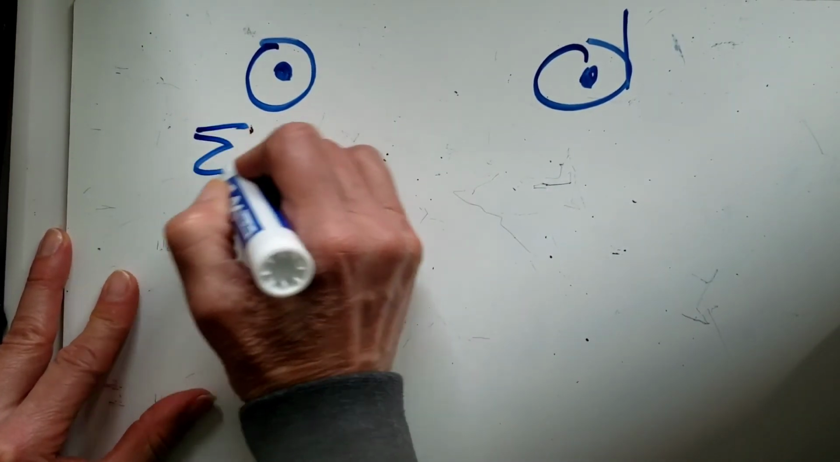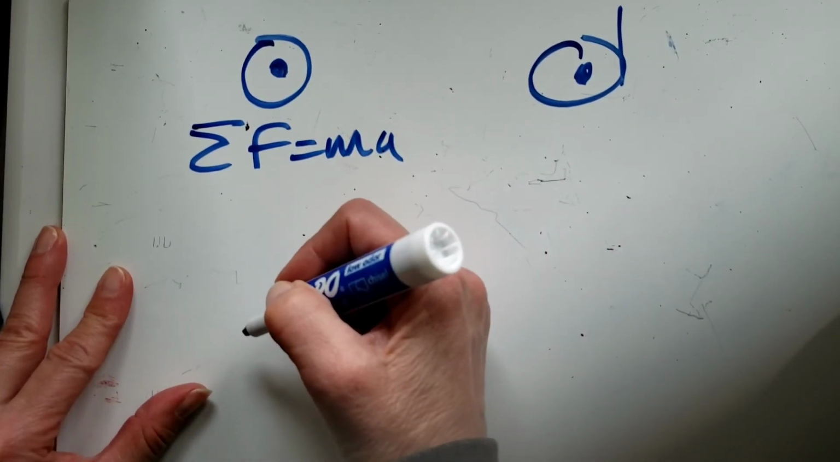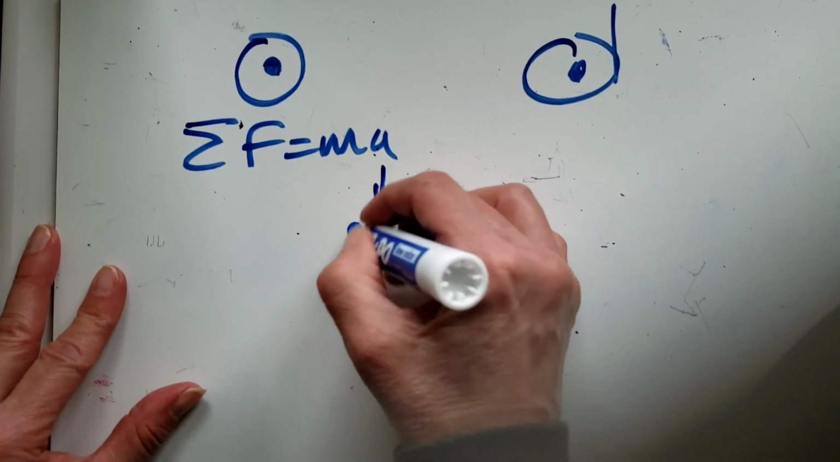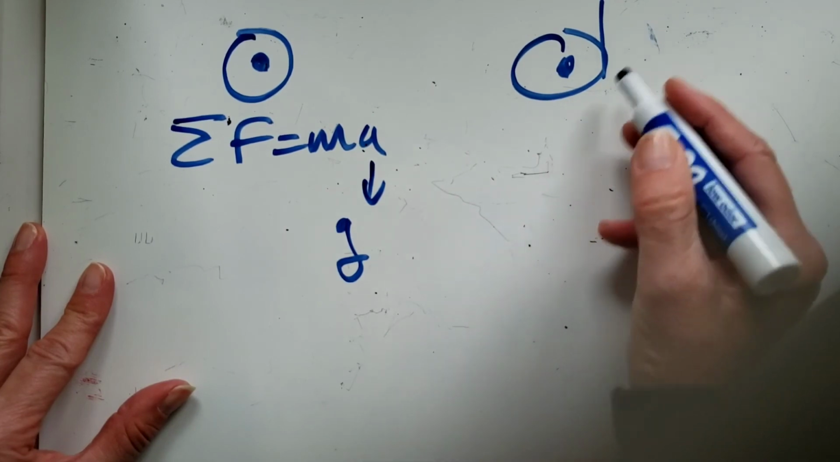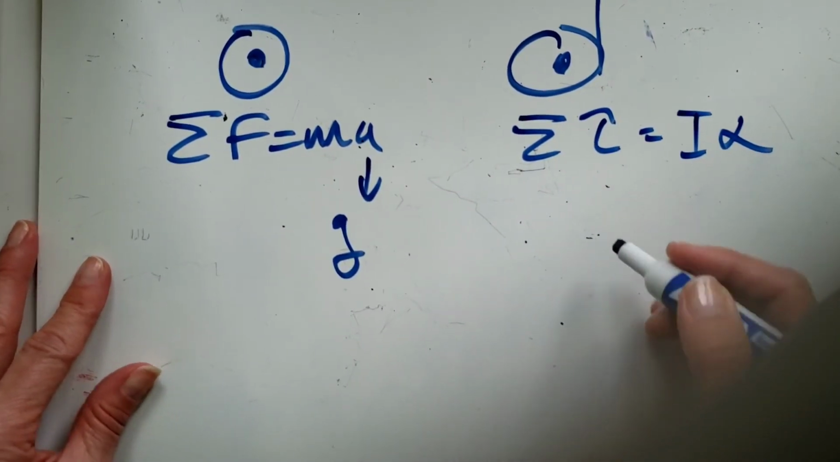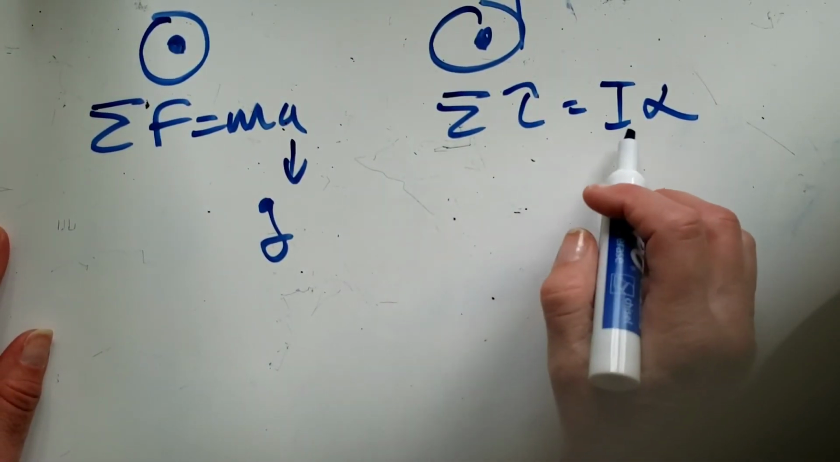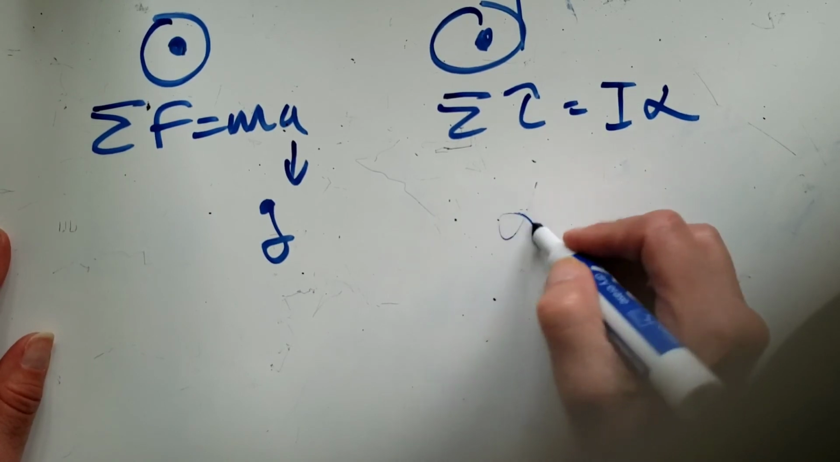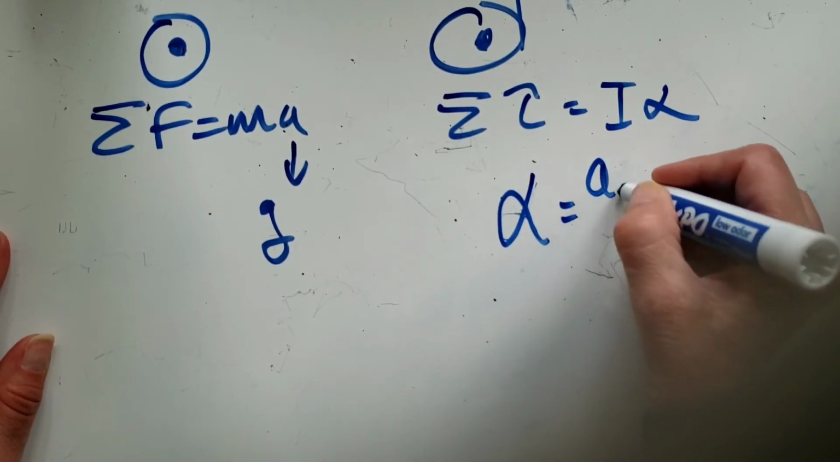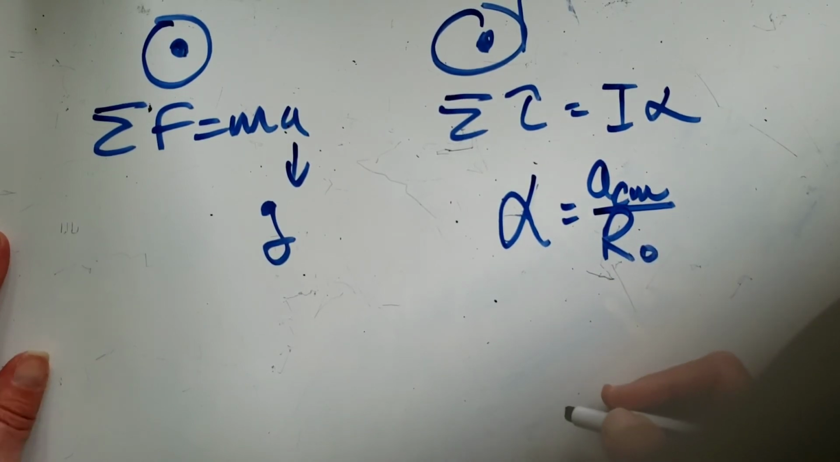Here we can set up a net force equation. What are the forces acting on it as it accelerates downward? And our acceleration is going to be equal to g because it's in free fall. For this one, we would set up a net torque equation. Again, we'll have an expression that has the moment of inertia and the angular acceleration, and the angular acceleration is going to be equal to the acceleration of the center of mass divided by that outer radius again.